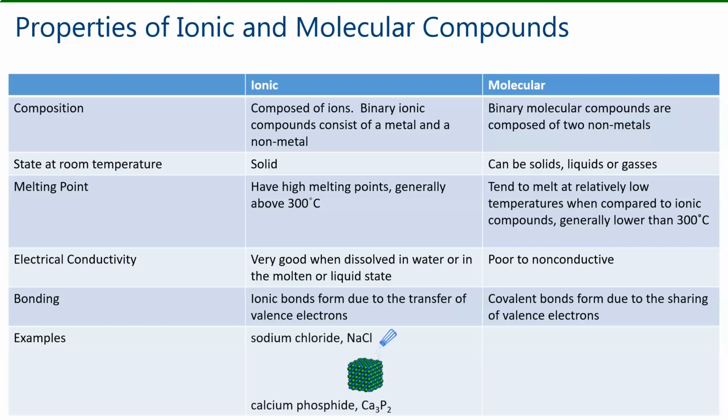Some examples of ionic compounds are sodium chloride, NaCl, and calcium phosphide, Ca3P2. For molecular compounds, some examples are water, H2O, sugar, C12H22O11, and carbon dioxide, CO2. All three states are represented here in our examples. Water is a liquid at room temperature, sugar is a solid at room temperature, and carbon dioxide is a gas at room temperature.